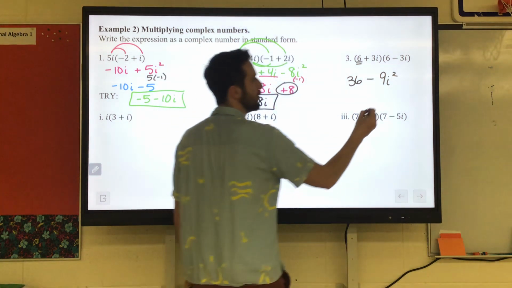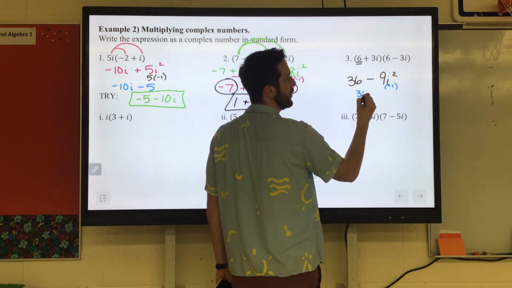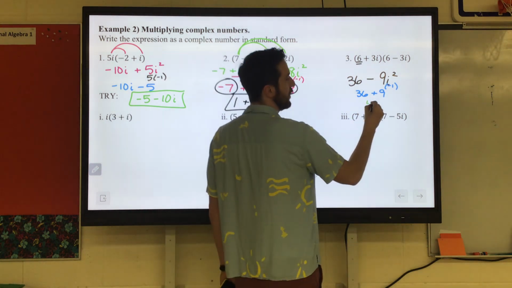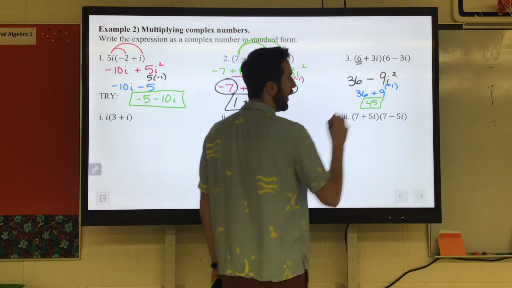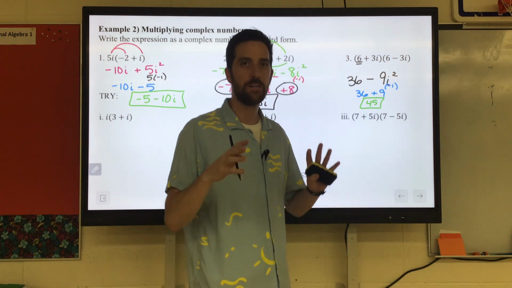We don't leave i squared. We trade that out for negative 1. So this becomes negative 9 times negative 1, which is positive 9. 36 plus 9 is 45. Look at that. We had i's all over the place, and somehow it just turned into one integer.